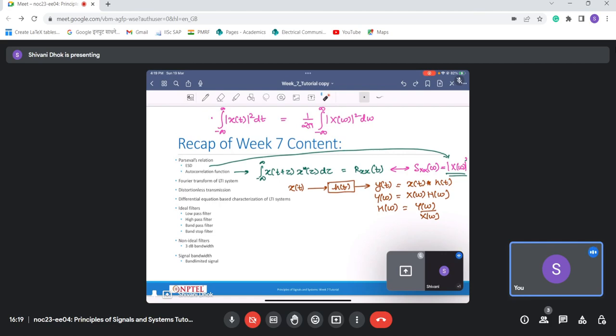The next thing that was discussed was 3 dB bandwidth. So this 3 dB bandwidth, or 3 dB cutoff frequency, let's say omega 3 dB, is the frequency at which mod of H of omega square is half of its maximum value.